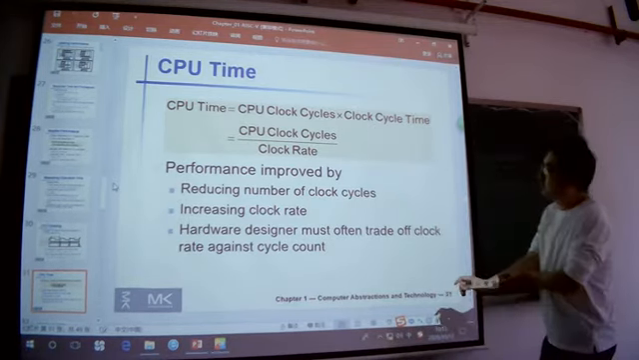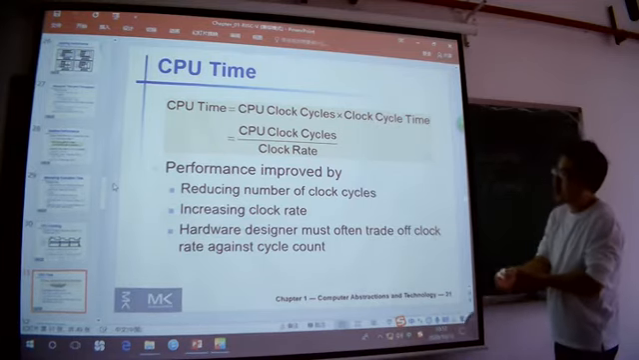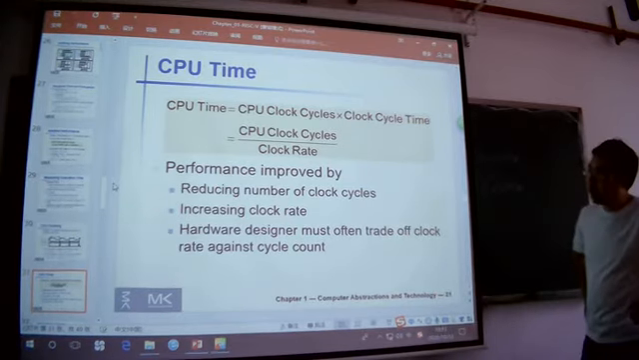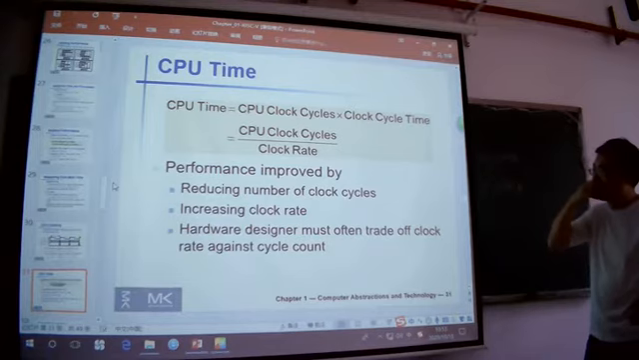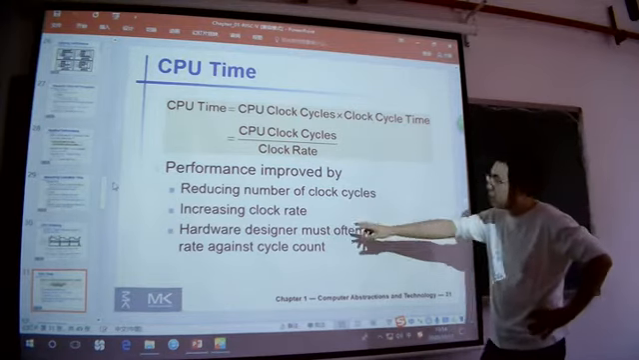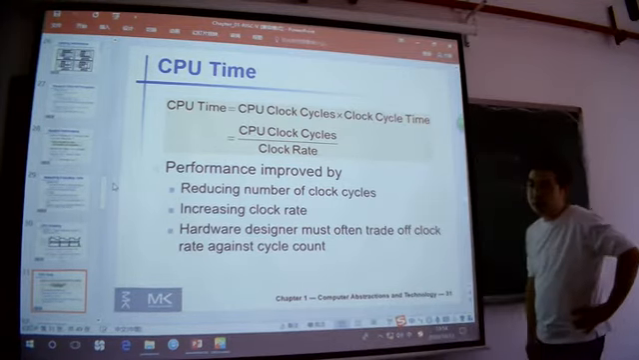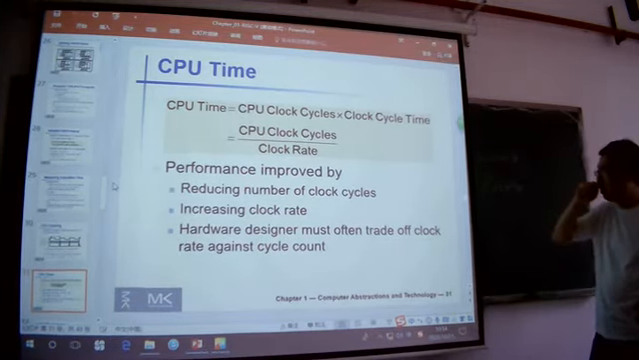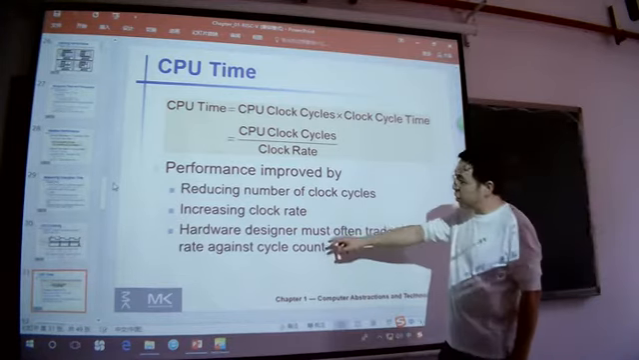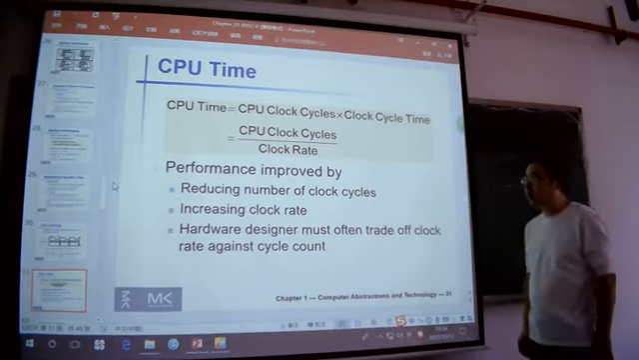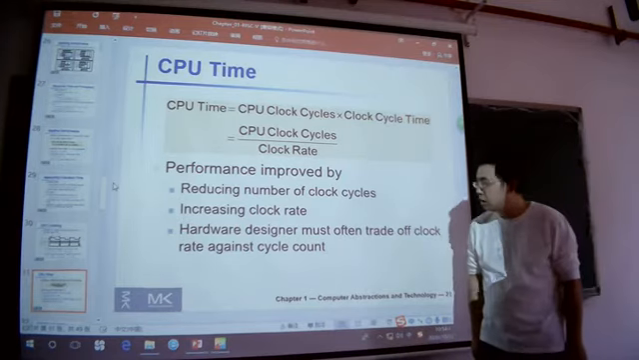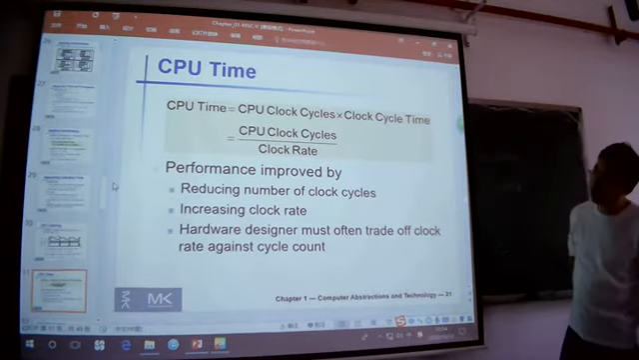Then clock cycle time. We can find CPU clock cycles divided by clock rate. Performance can be improved by three methods. One is reducing the number of clock cycles, which can effectively reduce CPU time. Two is increasing the clock rate. Three is that the hardware designer must often trade off clock rate against cycle count. So you can find the performance improvement is useful.